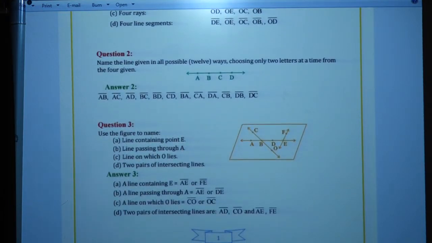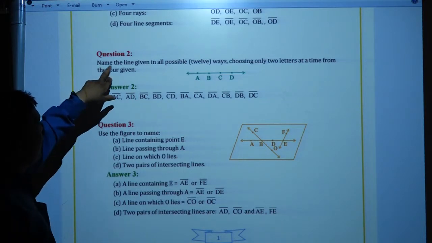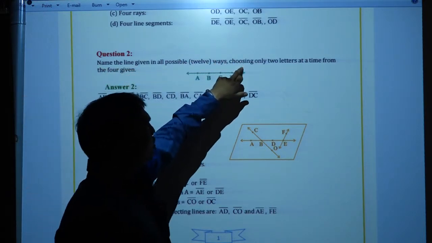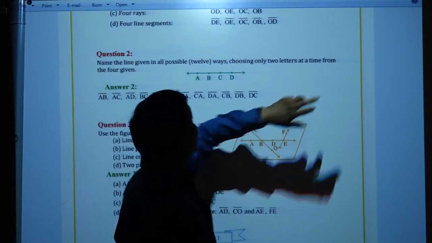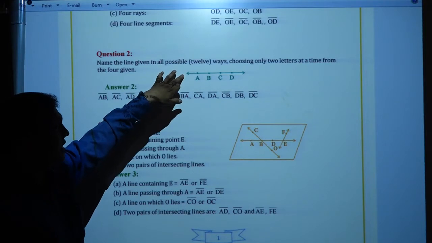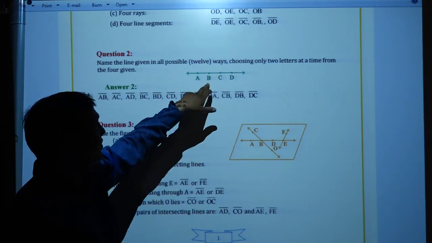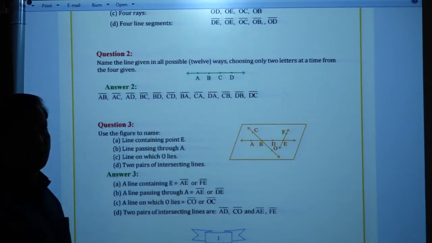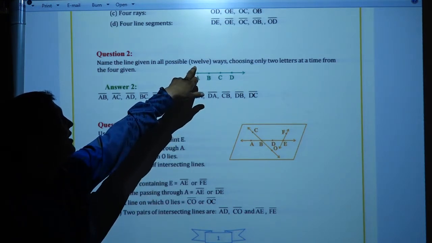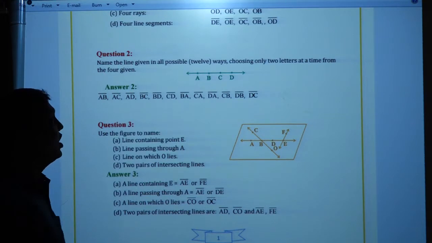Next question. Name the line given in all possible 12 ways, choosing only 2 letters at a time from the 4 given. Here a line is given. On this line, A, B, C, D, 4 points are there. Now use these 4 points and you have to show 12 different ways. How can you show them?